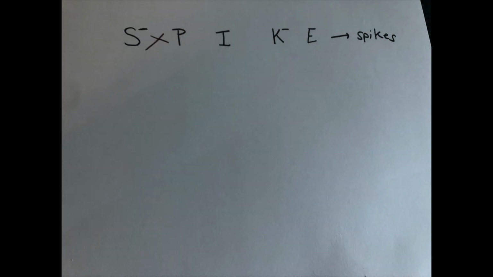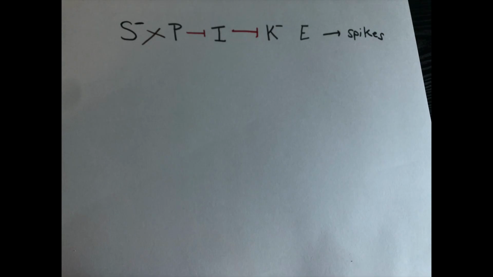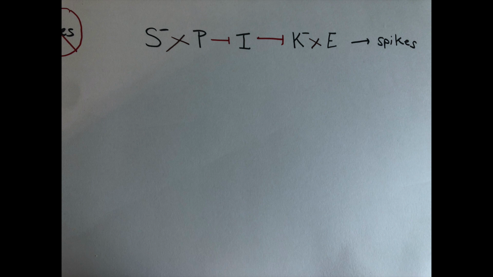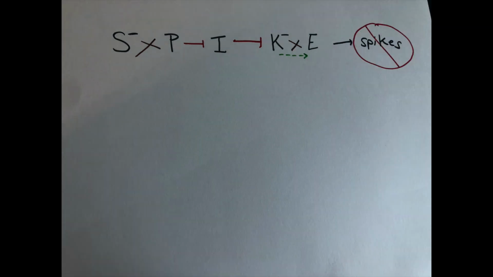So looking at a pathway that's defective in both the S and K genes, the S gene cannot activate the P gene, so the P gene would not block the I gene, which I forgot to indicate in this illustration. So therefore, the I gene would block the K gene, but the K gene isn't effective anyways, so the K gene cannot promote or activate the E gene, which just means that spikes aren't made.